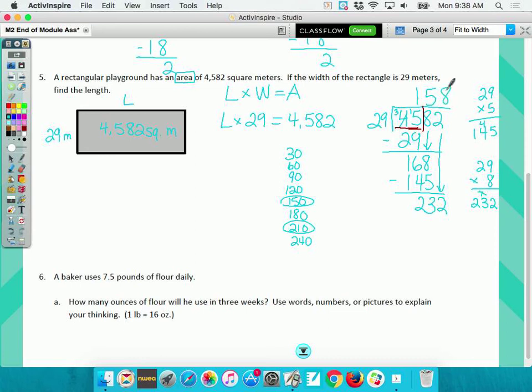That's what I did to start with. But it's actually an 8 because 29 is 1 less than what we skip counted by. So my answer to what is the length equals what? 158 meters. Okay, give me a sentence. 5th grade sentence. The length of the playground is 158 meters.